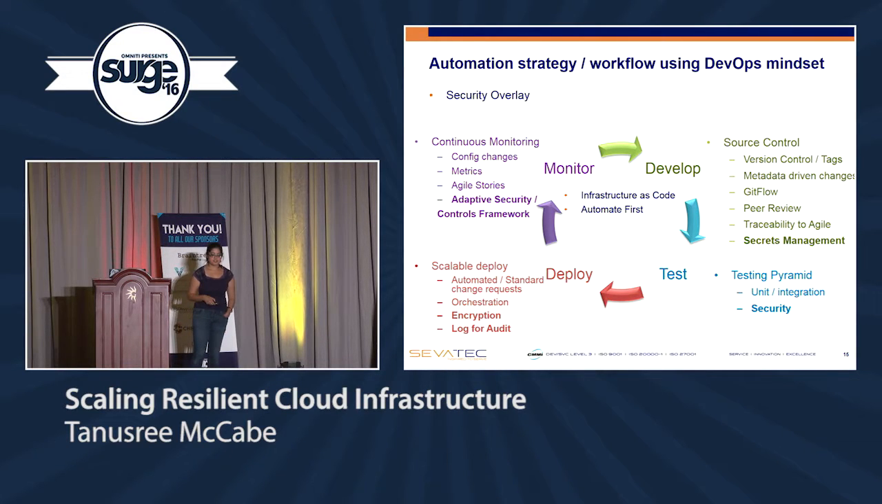And then finally, security overlay. Okay, so from a source control perspective, to me, security basically amounts to secrets management, right? We all know don't publish your AWS access keys on GitHub, but there's also something to be said for managing your actual secrets. Then from a testing pyramid perspective, this is the time you would inject your security testing. For deploying in a scalable manner, you want to think about things like encryption of data at rest and transit, logging for audit, and we'll talk a little bit more about that.